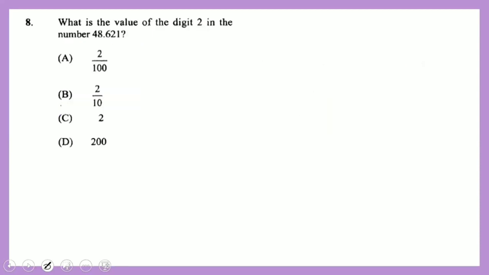Here we go. What is the value of the digit 2 in the number 48.621? You just need to look at the place value here, and 2 is in the hundredths position, so that is 2 over 100.